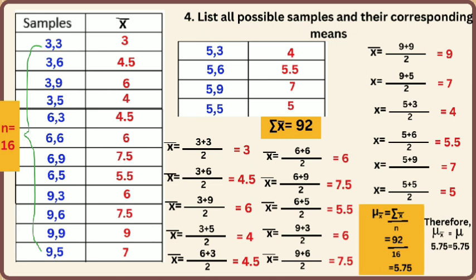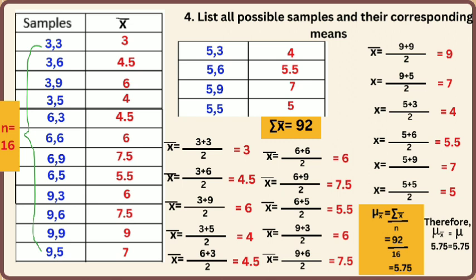So we have the summation of x bar is equals to 92. And then, kuhaon nimo ang mean of the sampling distribution. And in getting that, we have the formula of mu sub x bar is equals the summation of x bar over n. Since we have the value na of summation of x bar, which is 92, all over n. So, ang n na today, mo na siya ang total number of elements in the sample.